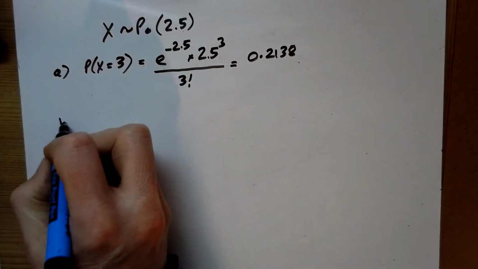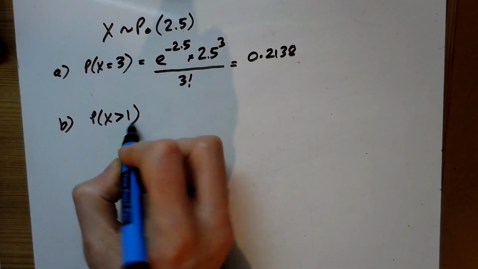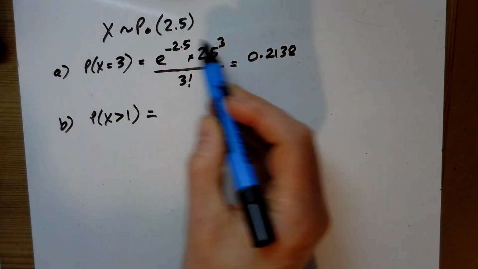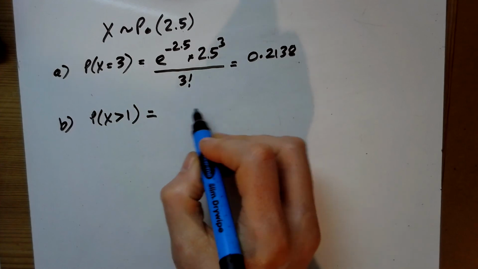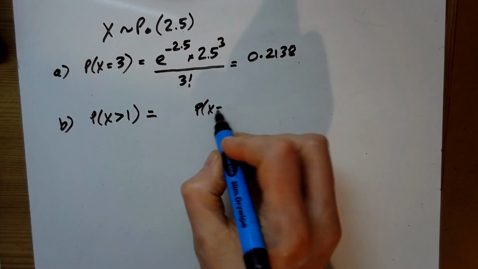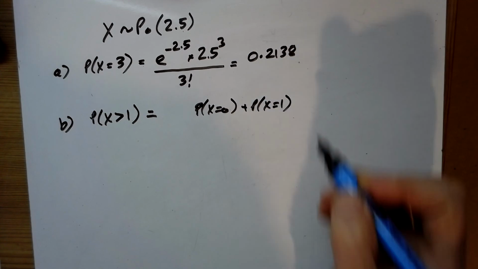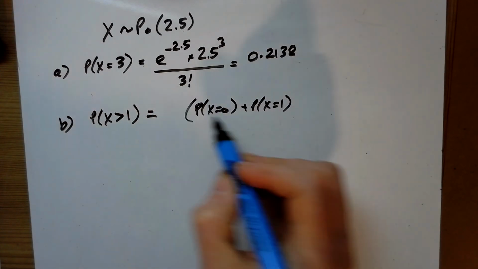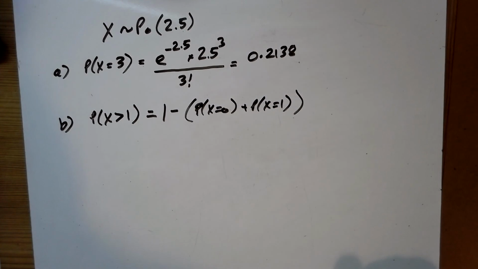For part B, it says I want to find out the probability that X is greater than 1. So one way of doing this, if we wanted to use our formula, is to say, well, what we don't want is X equal to 0. We don't want 0, and you know what? We don't want 1 either, because we want it greater than 1. So we want everything except that. So it'll be 1 take away those two things. And that's certainly the way we used to have to do this.